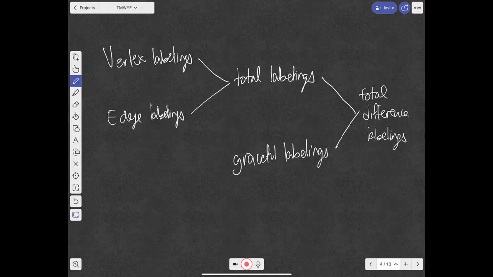And I'm not sure whether labelings has 1 or 2 L's. So like, I think I'm just going back and forth at this point.